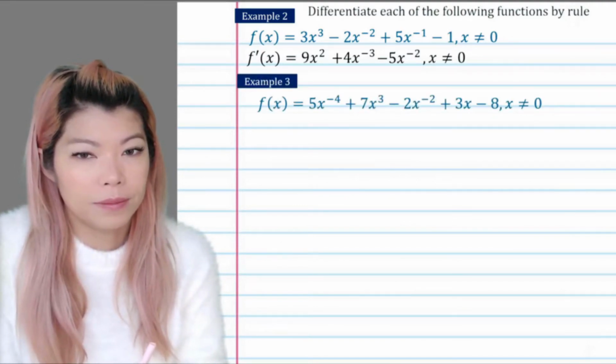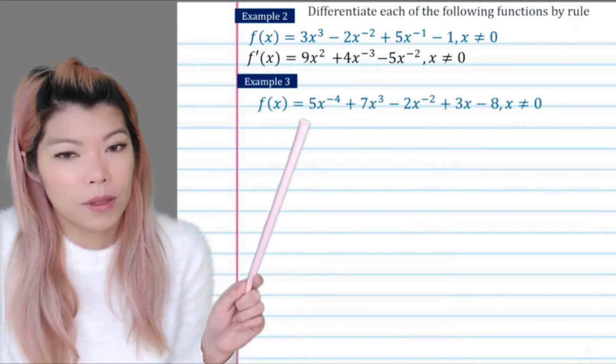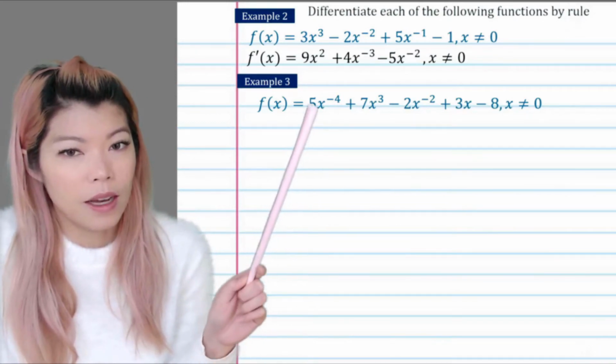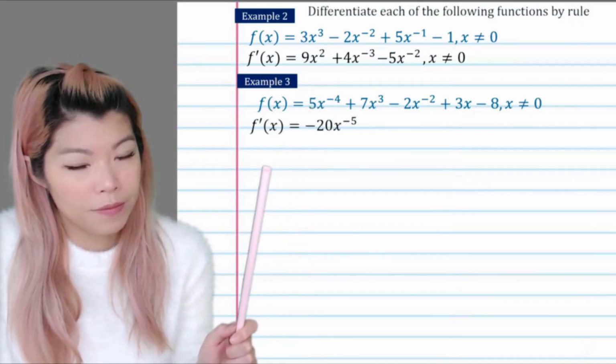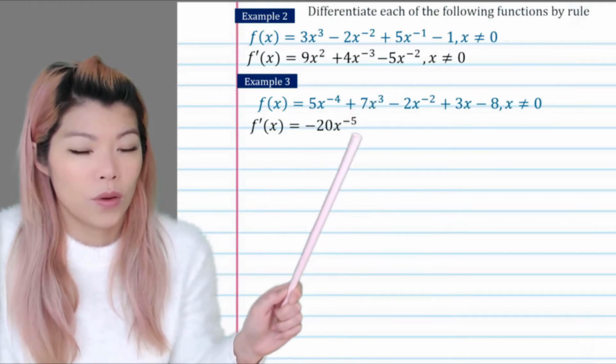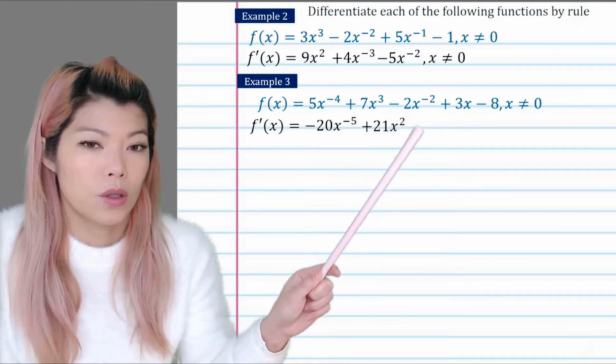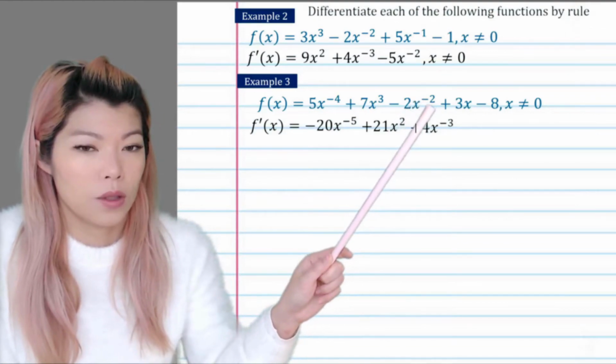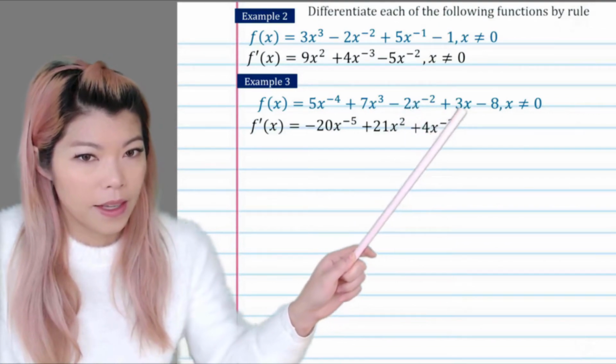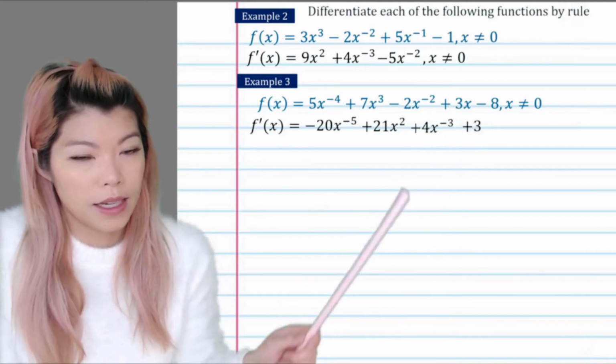Let's try another one. So minus 4 times 5 is minus 20. Minus 4 minus 1 is minus 5. 7 times 3 is 21, minus 3 minus 1 is 2. Minus 2 times minus 2 is 4. Minus 2 minus 1 is minus 3. 3x just becomes 3, and the 8 disappears.